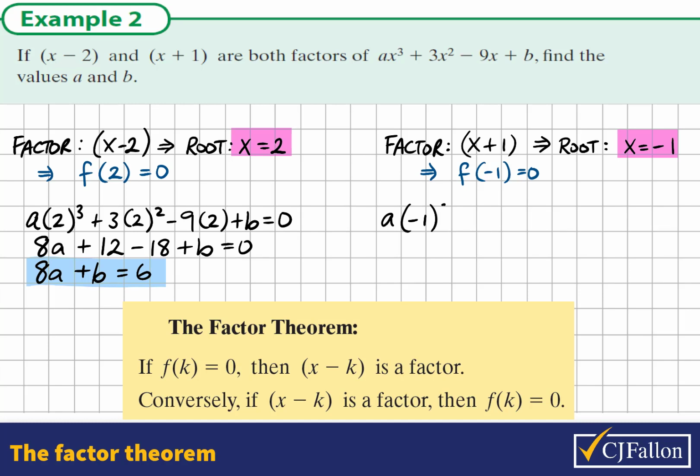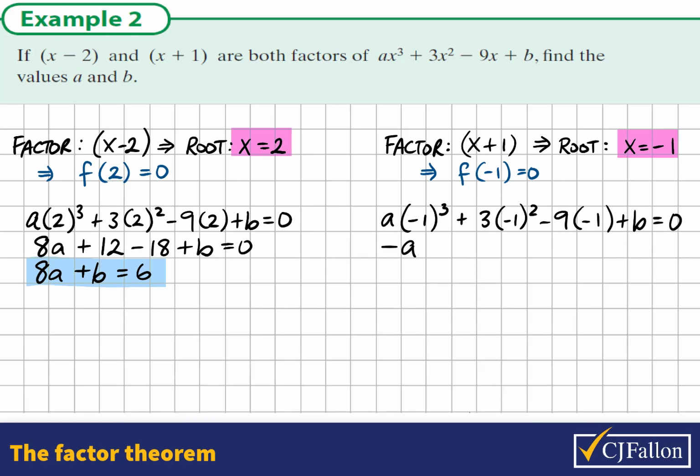So we'll sub in negative 1 instead of x into our given expression. And this must all equal 0. So I'm going to simplify what we have here. We see we get negative a plus b is equal to negative 12, or a minus b is equal to 12.